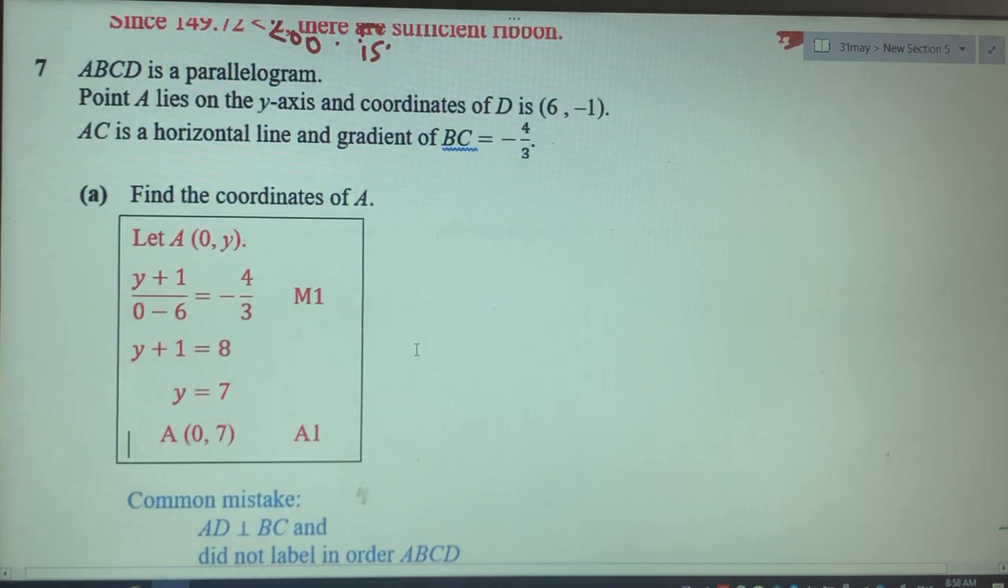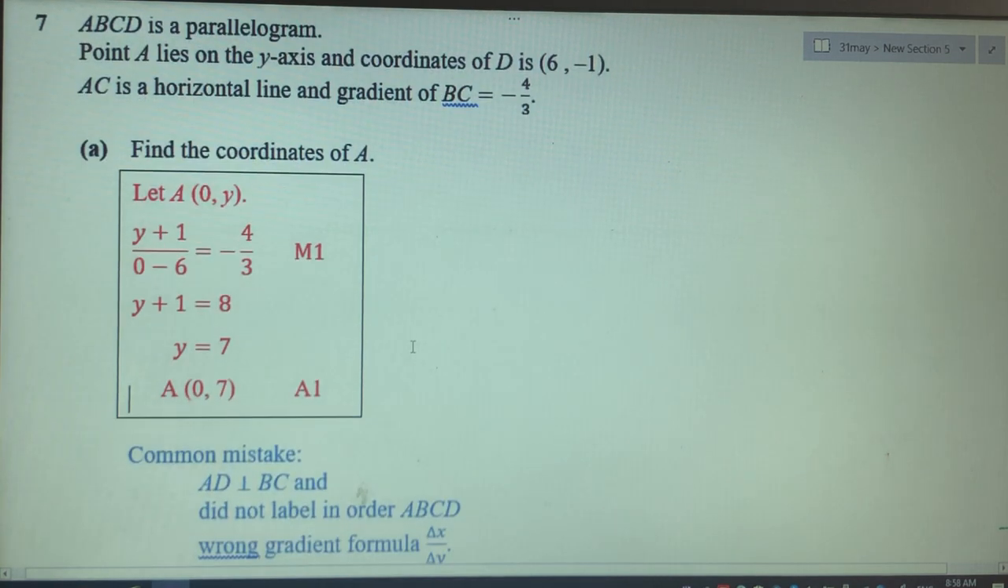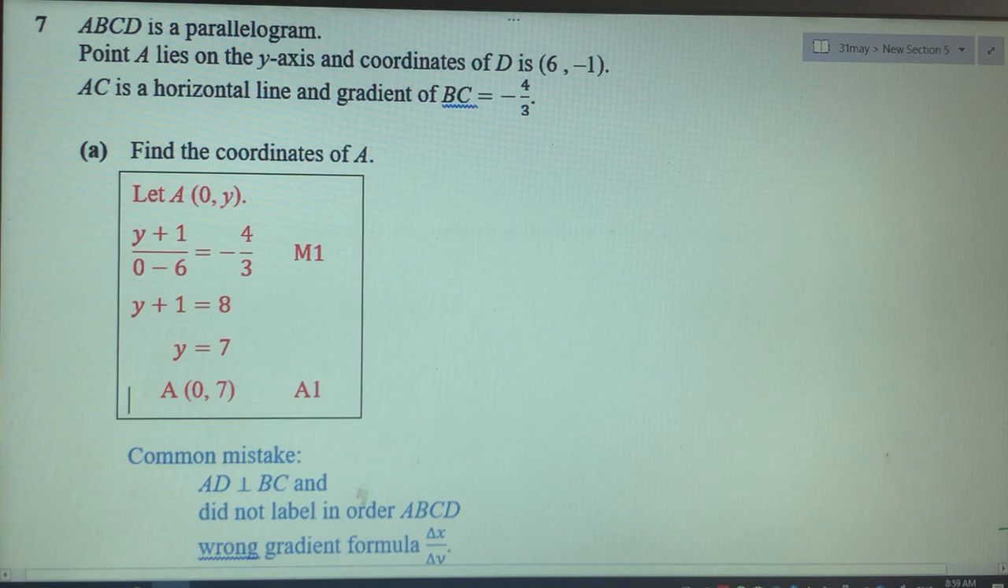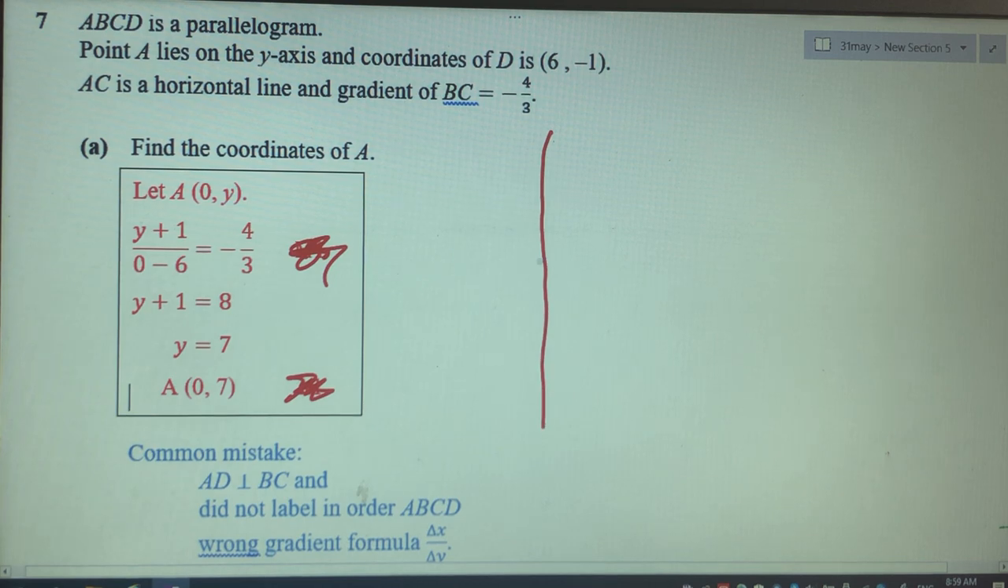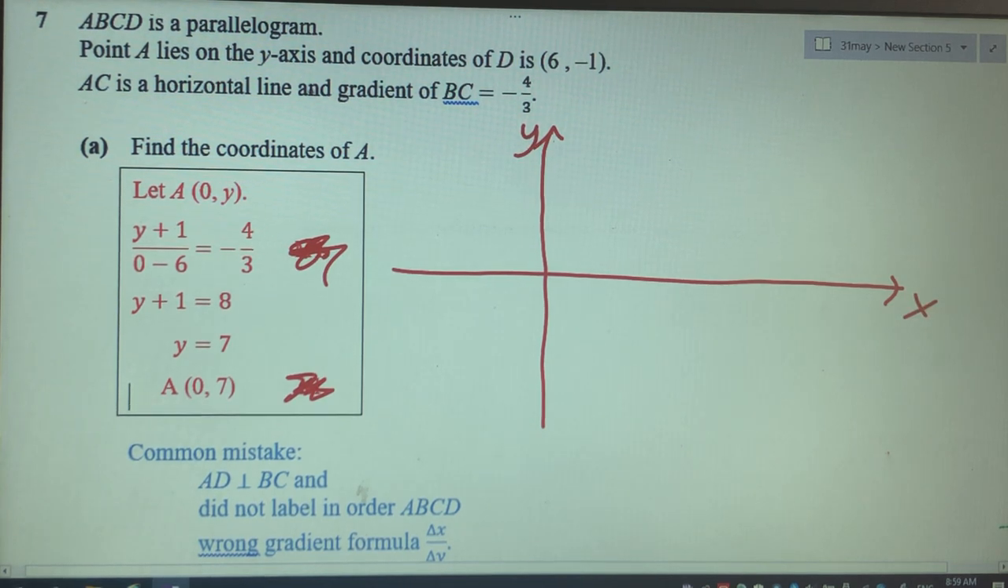Okay, after that, another question already. A, B, C, D is a parallelogram, right? Point A lies on the y-axis and so you read the whole story. It's very confusing because there's no diagram to help us. There's no diagram to help us. So what we need to do is we need to do a rough sketch. But this rough sketch also not easy because not much information is given, but after that we can more or less verify with all this to see whether our diagram is correct or not.